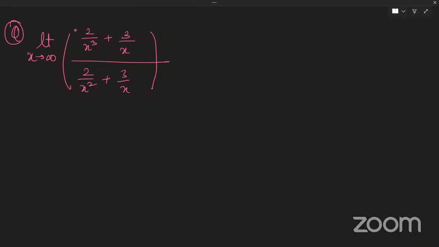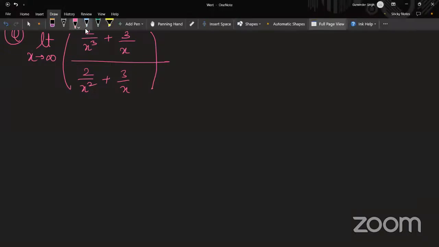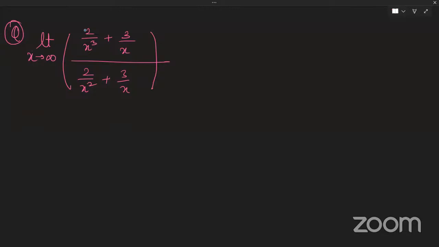So 2 by x cube plus 3 by x, over 2 by x square plus 3 by x. Fine, that's it. So can you think, first of all, which form is this? It is obviously 0 by 0 form, because if x is tending to infinity, 1 by x will go to 0.